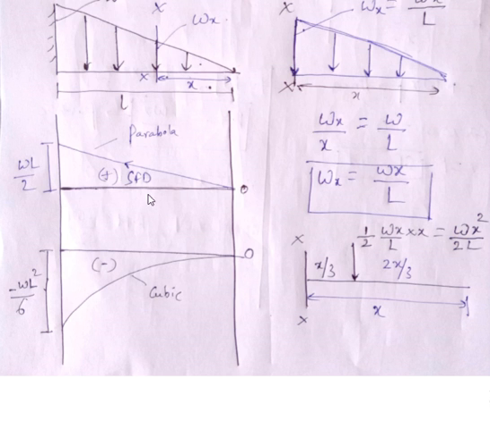The same shear force diagram I have plotted in this graph. This is the zero shear force line, and at x equal to 0, the value of shear force is 0. But when x equal to L, the value of shear force is WL by 2. It is positive. In the equation I have written negative, but it is positive, and the variation is a parabola. So I have joined it using a curve.